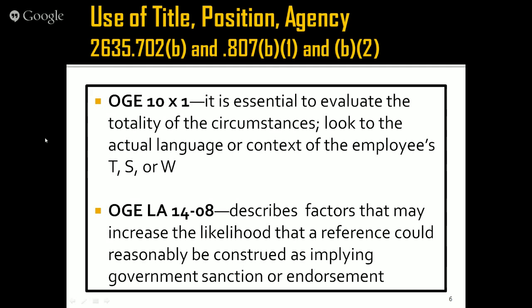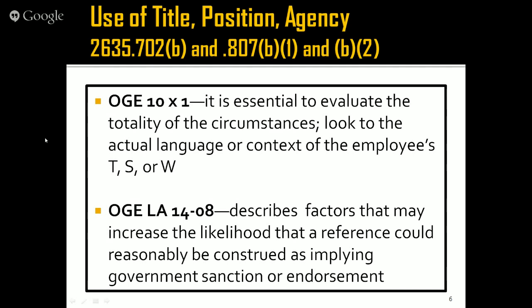In OGE 10X1, what OGE has attempted to do there is to clarify the provisions in 807B1 and B2 that talk explicitly about when you may make reference to your title when you're teaching, speaking, and writing. And 10X1 acknowledges, Patrick, that there are those two distinct pieces in 807 that say, in the one instance, that if you're going to be teaching, speaking, or writing, you can make reference to your position as long as it's only one of several biographical details, okay?